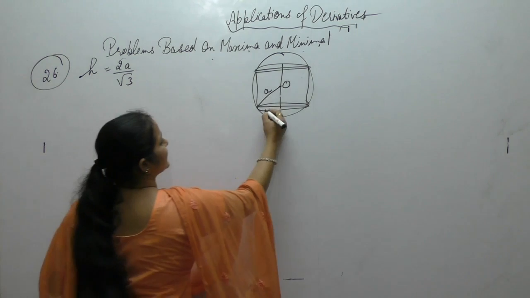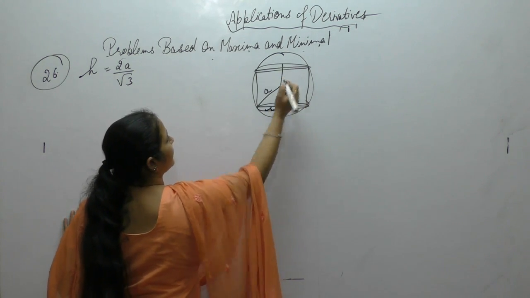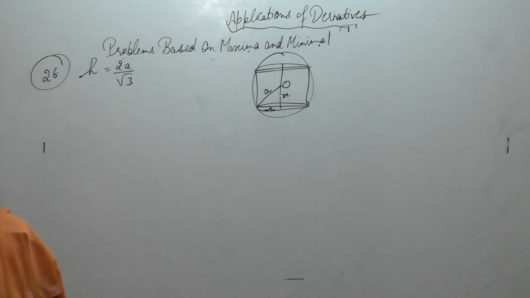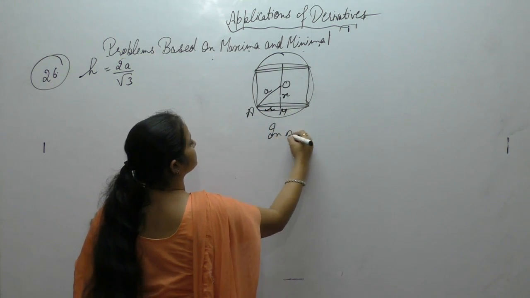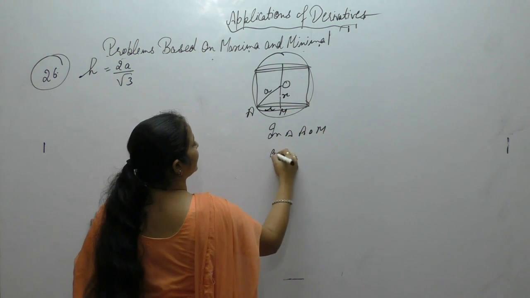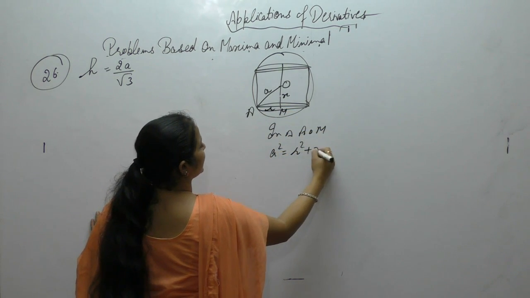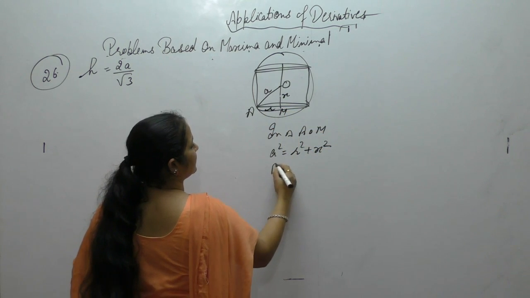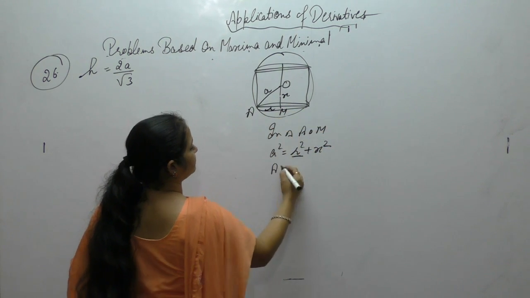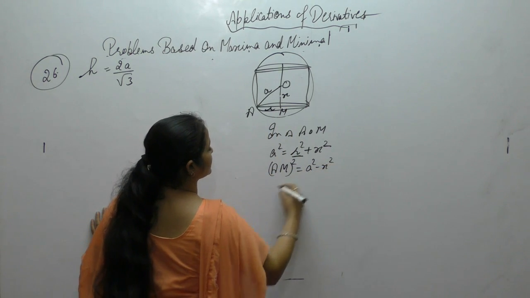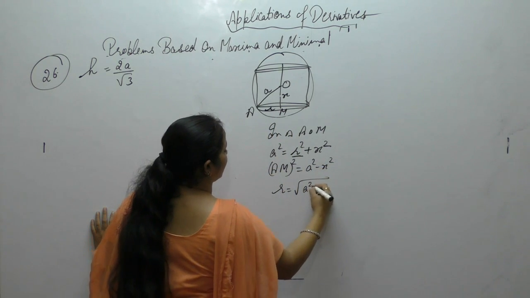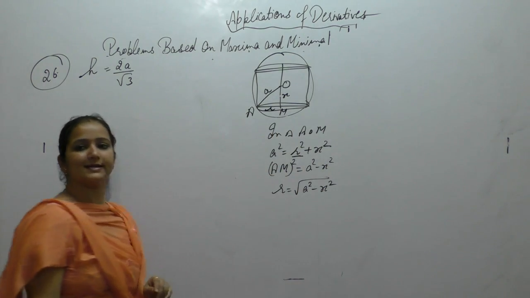Let this as radius. Height is denoted by this x in x. Now in triangle OAM, A square is equals to R square plus x square. R is AM radius. R square is A square minus x square. So we get R as square root of A square minus x square.